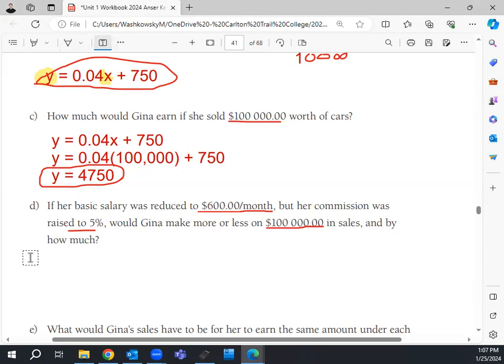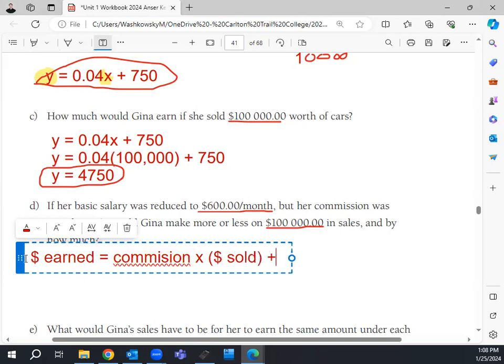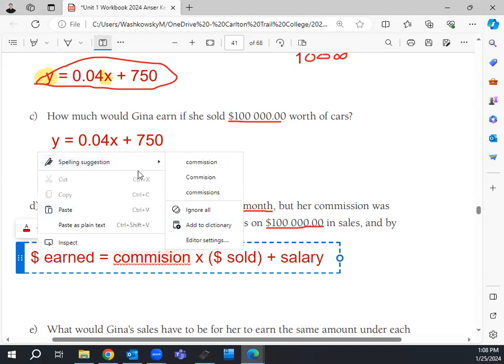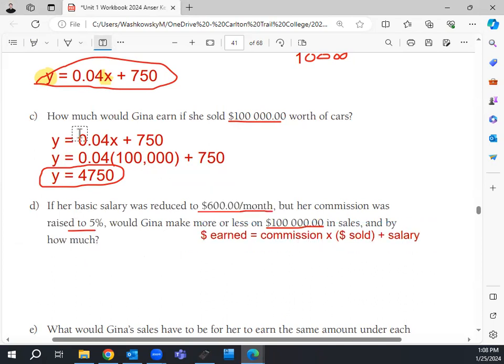So now what do I have? I have two different options. I have her money earned is equal to her commission. I'm going to write it in plain English. You don't need to write this down, but it's her commission times the dollar sold, how much stuff she sells, plus her salary. Technically, that's what it is, right? You're welcome to write it if you want, but I'm just using it as a reference point here. English, math. A lot of math is just converting this part into this part. That's what's happened here. So let's do that.